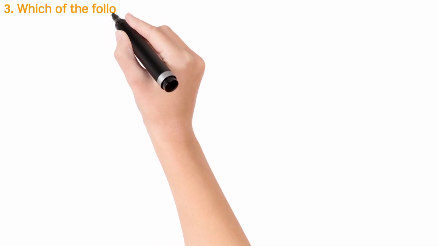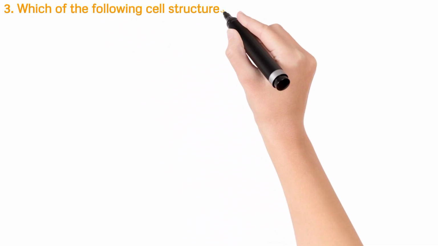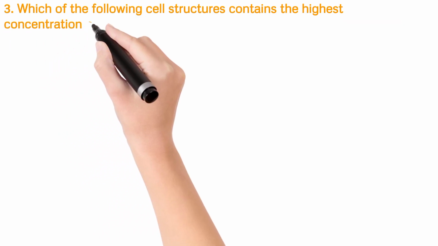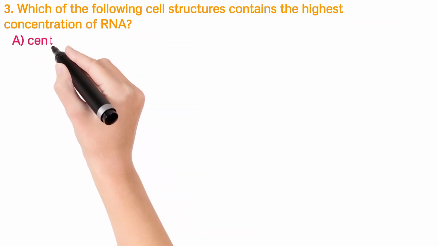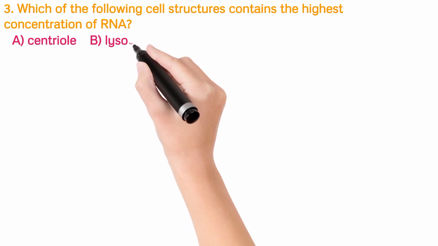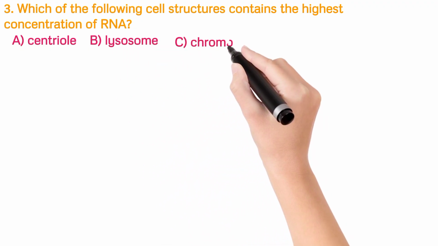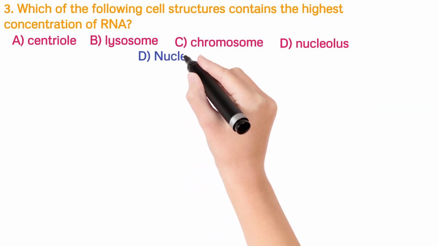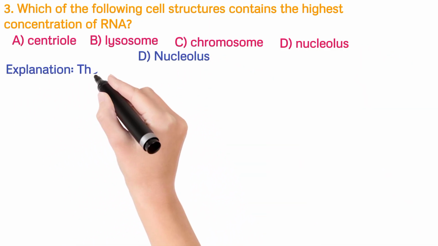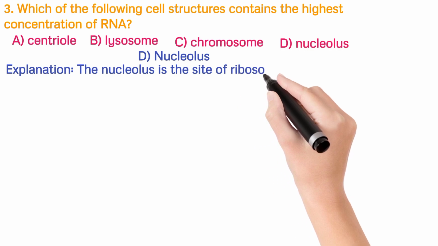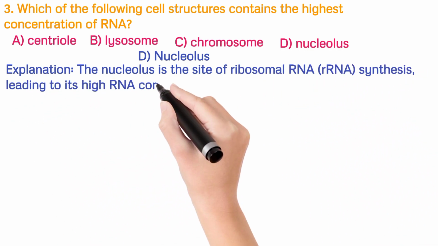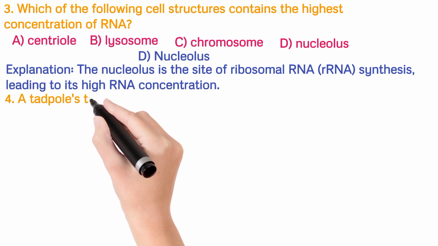3. Which of the following cell structures contains the highest concentration of RNA? A. Centriole. B. Lysosome. C. Chromosome. D. Nucleolus. And the correct answer is D. Nucleolus. Explanation. The nucleolus is the site of ribosomal RNA, rRNA, synthesis, leading to its high RNA concentration.